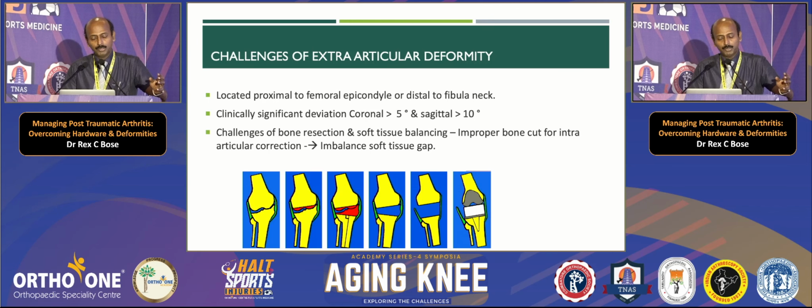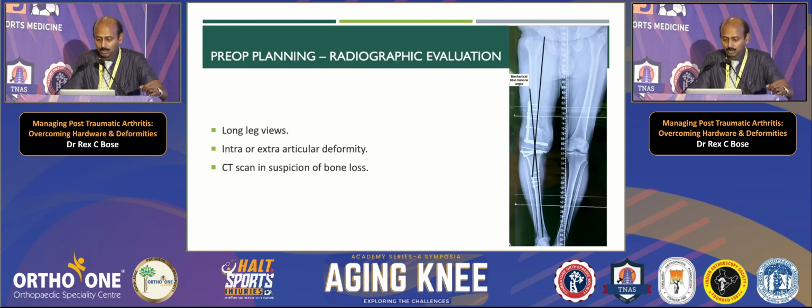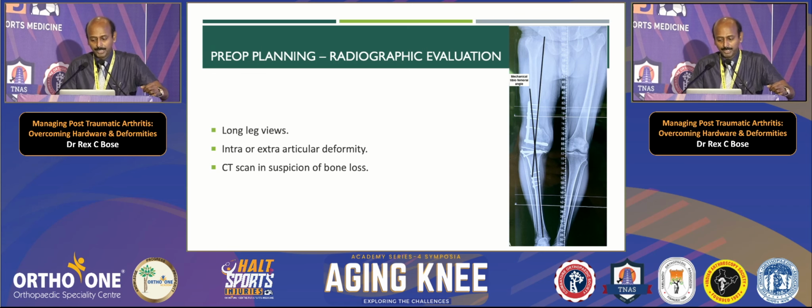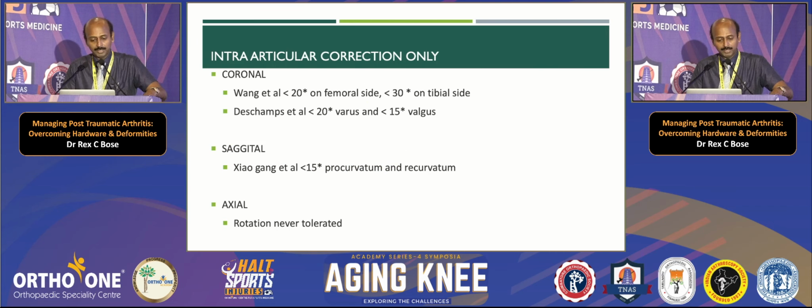If you're going to do this, there is going to be a big imbalance in the soft tissue. Okay, so with gross deformities you cannot do intra-articular correction. And so good preoperative planning with the long leg film is very important. So an orthoscanogram is important, and do a CT scan. Do all these lines. Do a mechanical axis with the hip-knee-ankle axis. Do an LDFA and MPTA, and see the CORA where the deformity lies.